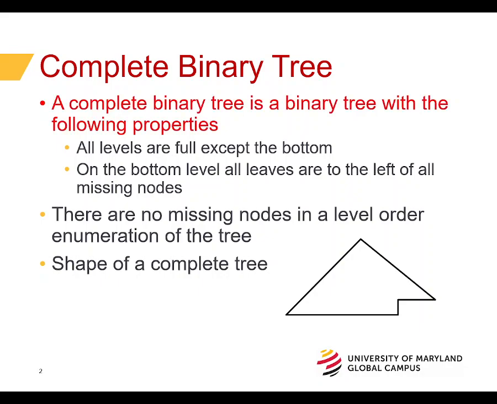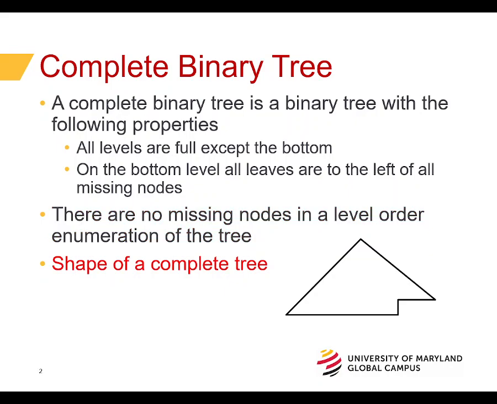A complete binary tree is a binary tree with the following properties. All levels are full except possibly the bottom level. On the bottom level, all leaf nodes are to the left of all missing nodes, if any are missing. What is significant about a complete tree is that there's no missing nodes in a level order enumeration of the tree. We will see that this is an essential feature of a heap.